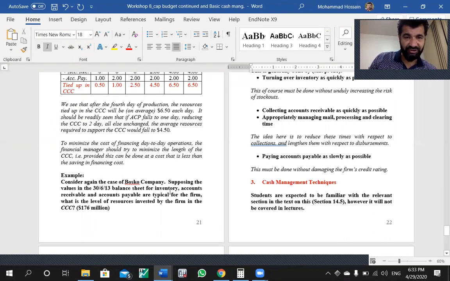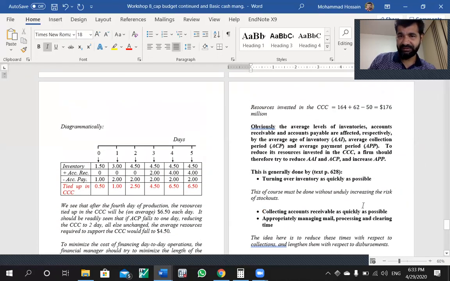Consider again the case of Bosco company. Supposing the value in the balance sheet of inventory accounts levels is 176 million. So resources are invested in there. So what will the cash conversion cycle be? Again, the same thing will come up: inventory plus account receivables minus accounts payable, 176 million.